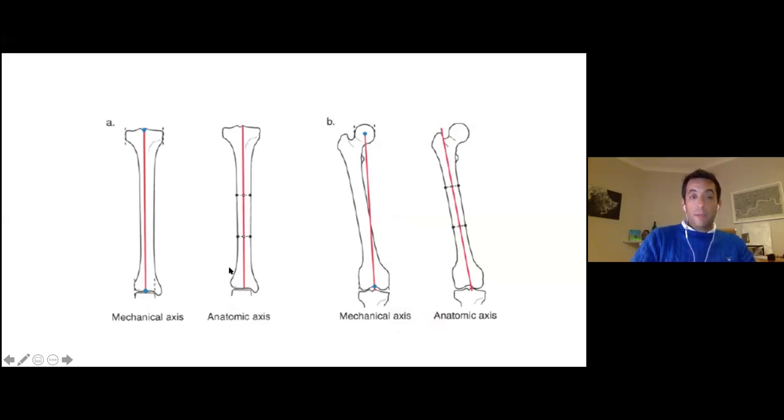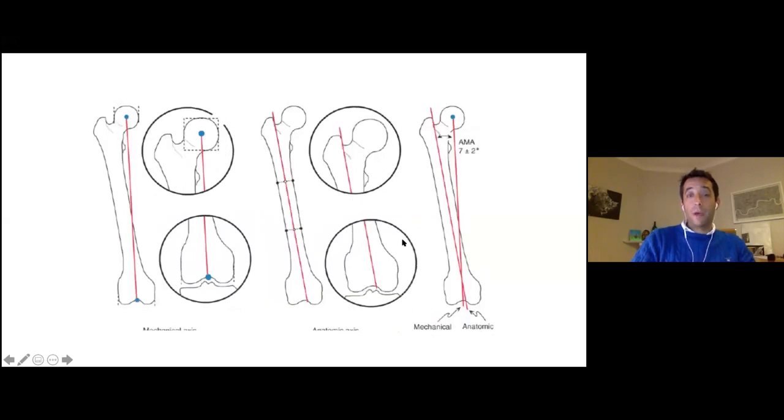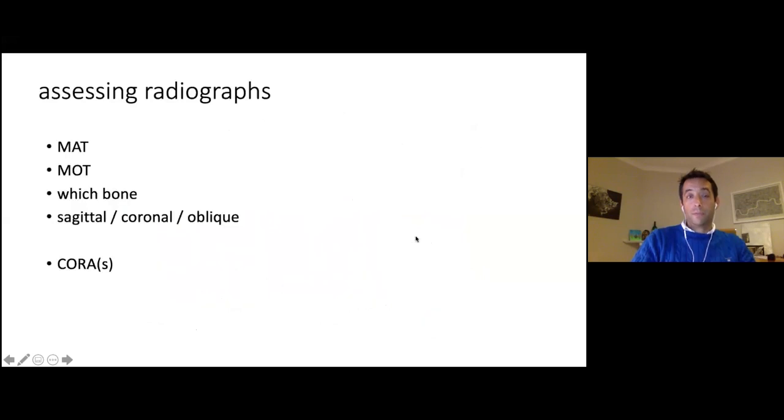The tibia, the mechanical and anatomic almost overlap. There's actually 2 to 3 mils difference. The femur, as I say, very different indeed. Just zooming in again a little bit more, and you can see in the tibia, they're not quite coincidental, but we can assume they're almost one and the same. But the femur, incredibly different.